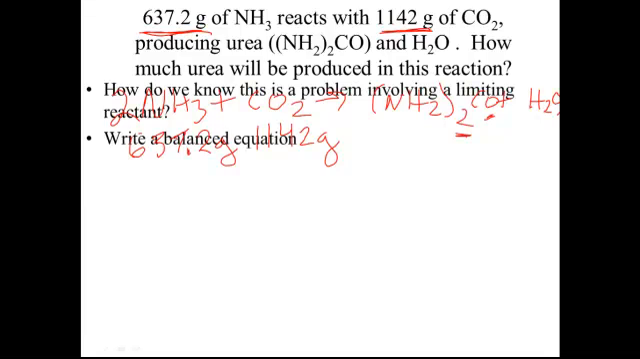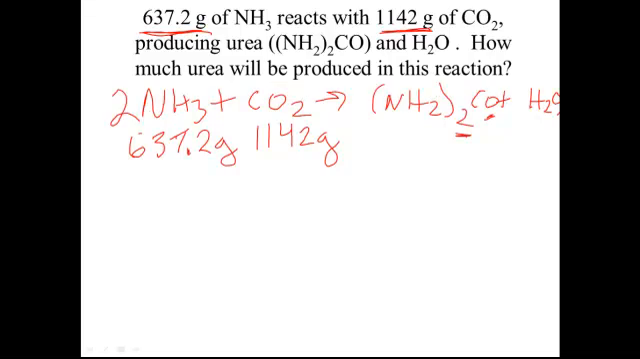Okay, so we have our balanced equation, and now we want to convert the grams of one reactant to the grams of the other reactant. It does not matter which one you use. You can use the 637.2 or the 1142. I'll use the 637.2 grams of NH3, and now I'm just going to use stoichiometry to go from NH3 to CO2. From the periodic table, NH3 has a mass of 17 grams per mole.